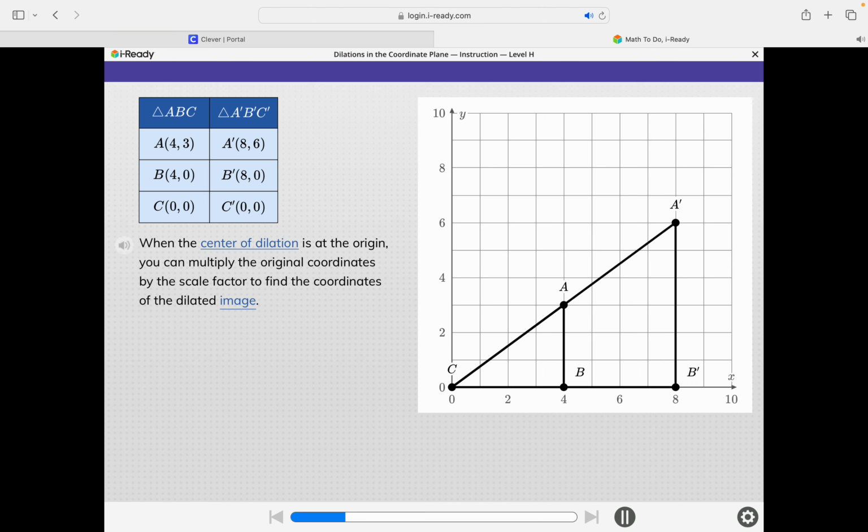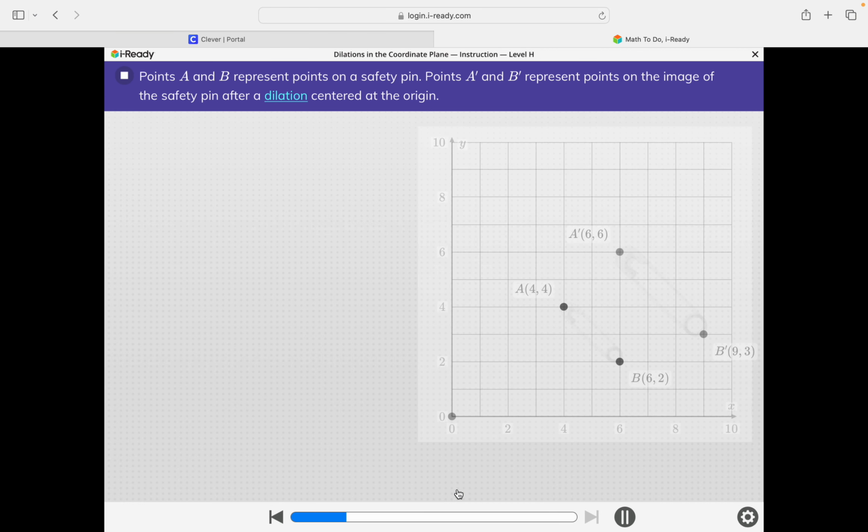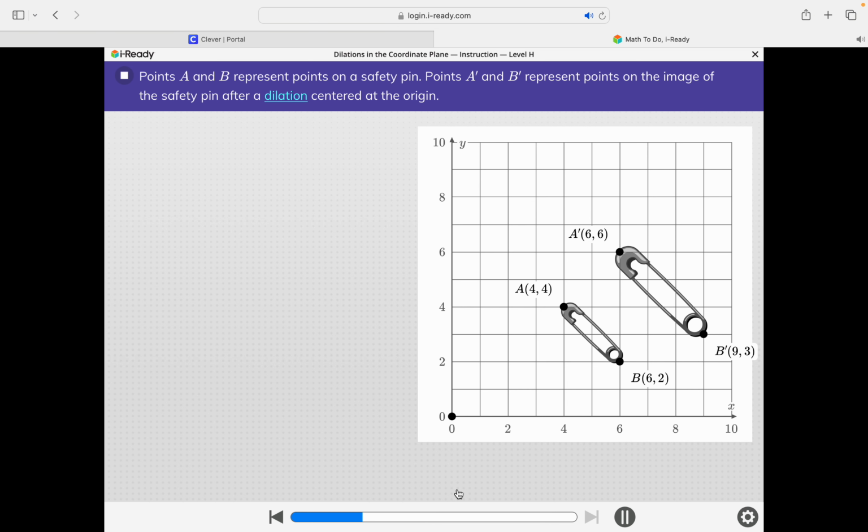Very good. When the center of dilation is at the origin, you can multiply the original coordinates by the scale factor to find the coordinates of the dilated image. Here is how to multiply the coordinates of point A to get the coordinates of point A prime. So same thing: 4 times 2 is 8, 3 times 2 is 6. Points A and B represent points on a safety pin. Points A prime and B prime represent points on the image of the safety pin after a dilation centered at the origin. Okay.